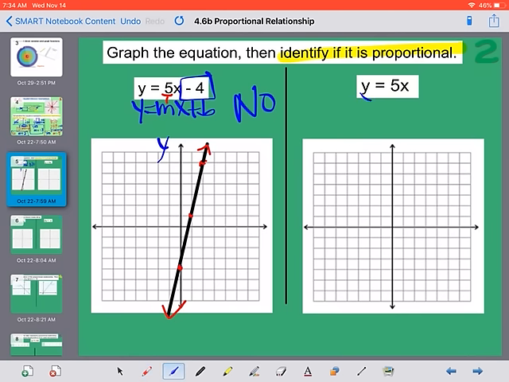The second one, in the form y equals mx plus b, b is not there, so it's a 0. So we know, yes, this one is proportional. And we still need to graph it. Our slope is 5/1, so rise 5 and 1 to the right. And the opposite of up and right would be down 5 and 1 to the left. And there's our graph. Put your arrows on the ends, and we'll keep moving.